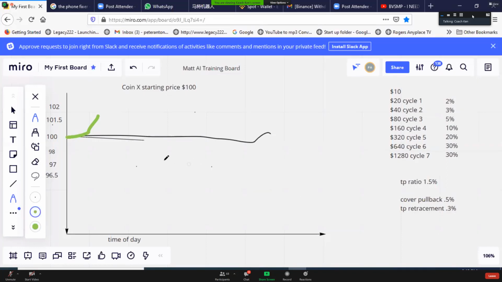Doris, you understand that so far, right? Yes, sir. Okay, so when it hits 101.5, it does not trade it yet, even though it's hit the 1.5% ratio. It only sells it if it retraces back 0.3%. So if this drop back is 0.3%, we are going to sell this position right here. Okay, does that make sense, Doris?